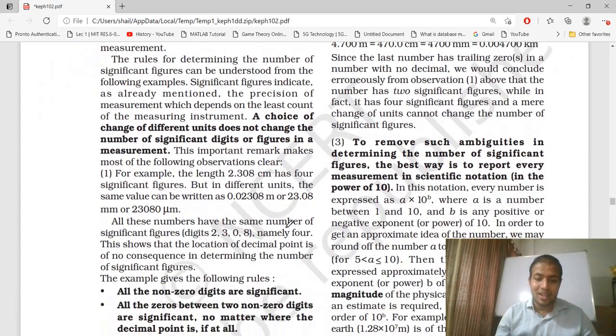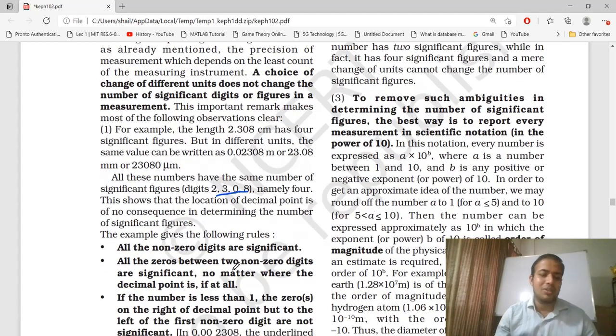All these numbers have the same number of significant digits, 2308. In this case, this 0 is insignificant. In this case, this 0 is insignificant, and in this case all the digits are significant. Nothing is insignificant here. Namely 4. This shows that the location of the decimal point is of no consequence in determining the number of significant figures. Another important point: you don't look at the decimal. The decimal will not decide the number of digits. That will not be the criterion for this.